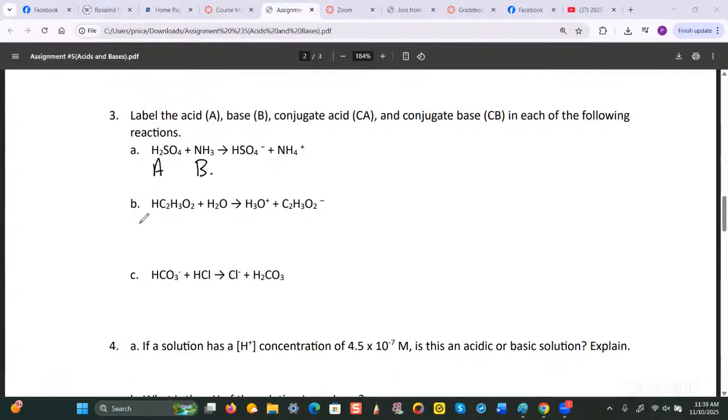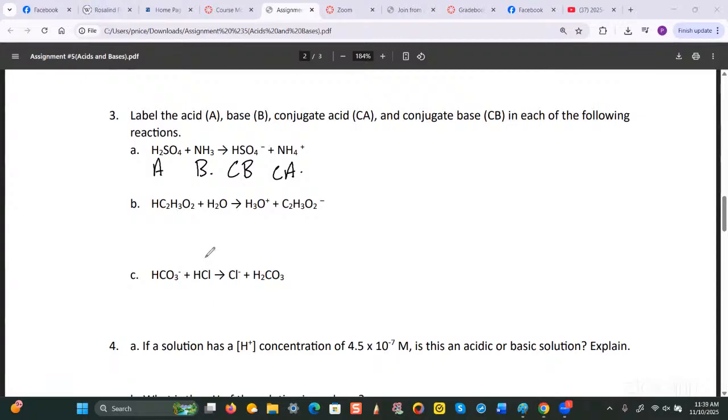So on the other side, what's the conjugate base of the acid that's on the left? What's the conjugate base of the acid? HSO4 minus. Exactly. So that's a conjugate base, which means that this would be the conjugate acid. All right? So that's the answer for A.